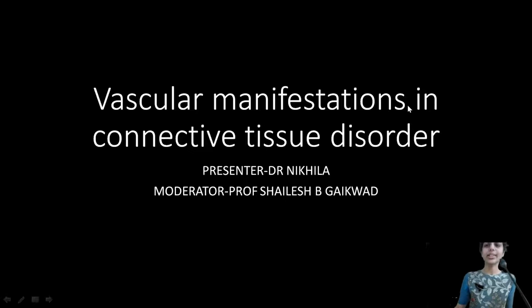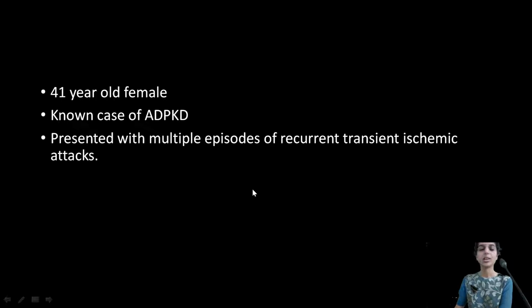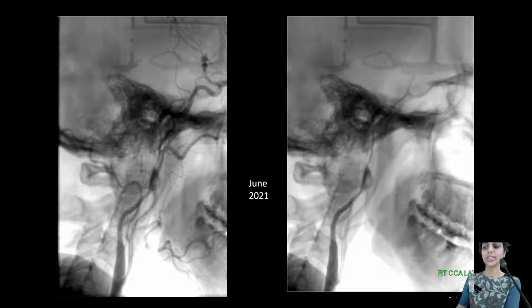Good afternoon, everyone. Today I'm going to present an interesting case of connective tissue disorder with vascular manifestations in it. So we had a 41-year-old female. She was a known case of ADPKD and she presented with multiple episodes of recurrent transient ischemic attacks. This was in June 2021.